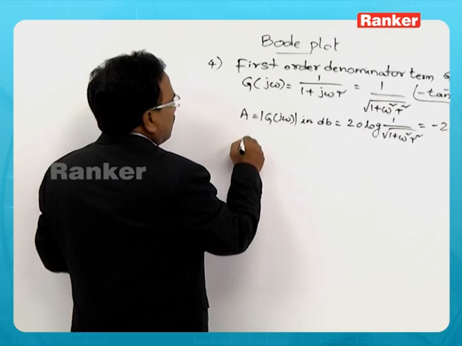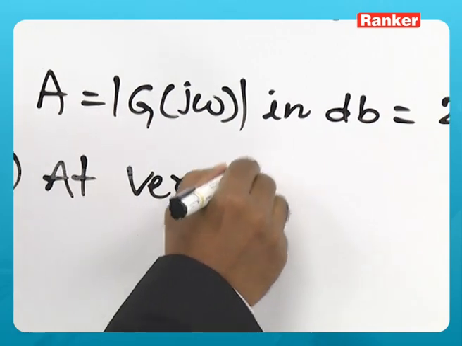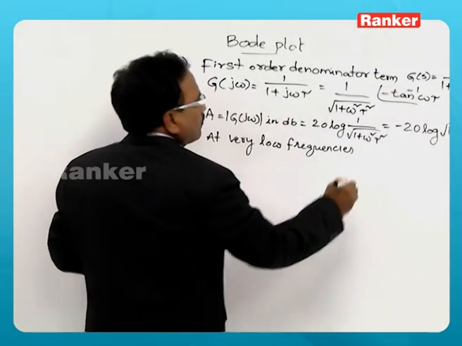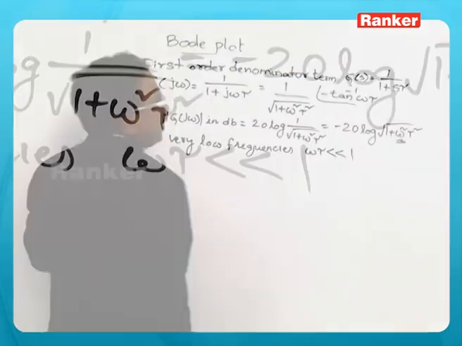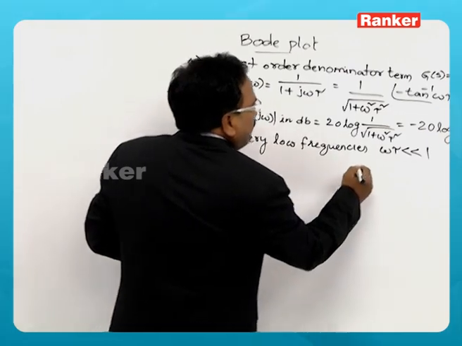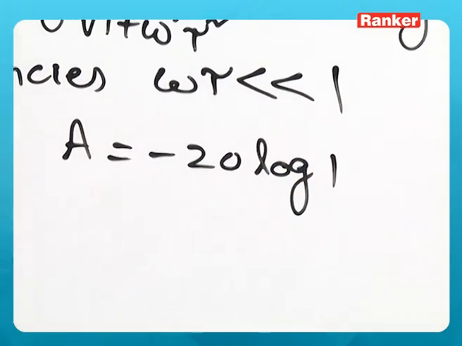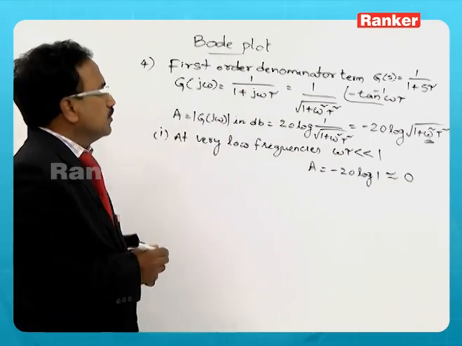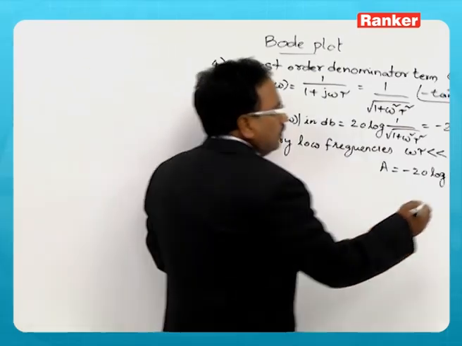So, let us consider case 1, at very low frequencies, the value of omega tau is very much less than 1 in the square root. Then the value of A is minus 20 log 1, I can approximate, and this value is 0. So, at very low frequencies, the contribution of the denominator term is 0 dB.